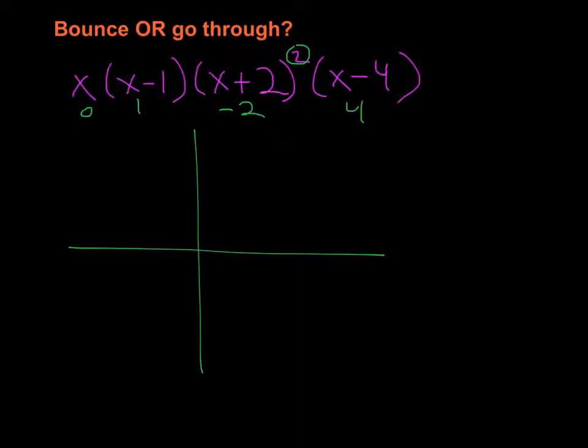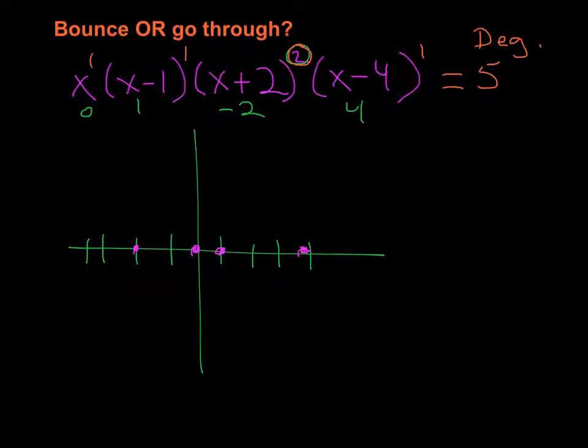So if we have 1, 2, 3, 4. Okay, so I'm going to have a 0 at 0, positive 1, negative 2, and positive 4. Also, now we need to go through and add up all of our degrees. If this is to the first degree, this is to the first degree, this is the second degree, and this is to the first degree, we just add them all up. So that's going to be 5. So this is going to be degree 5. Okay, so we're a 5th degree equation.